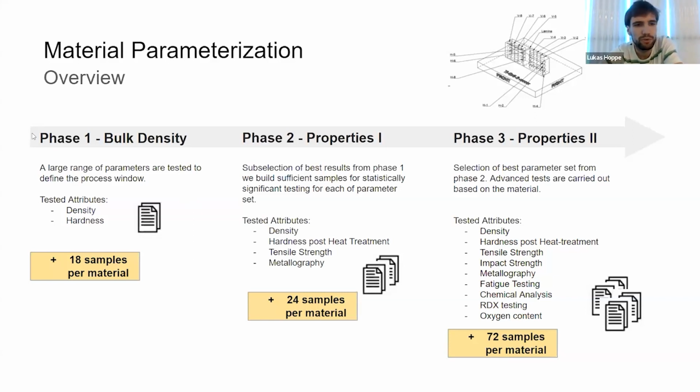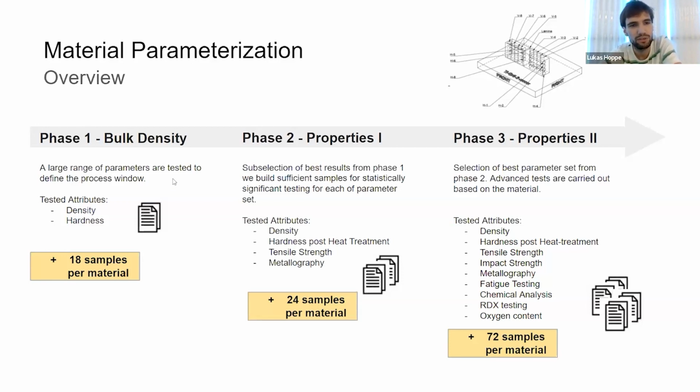So first, whenever we start with characterizing a new material, we have this first phase where we're just looking at bulk density. So basically we print a reasonably small sample, to the tune of maybe 6 by 2 by 2 centimeters. And we print this sample geometry with about 18 different settings. And we vary the energy input, the layer height, laser power, etc.